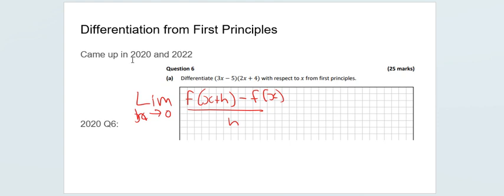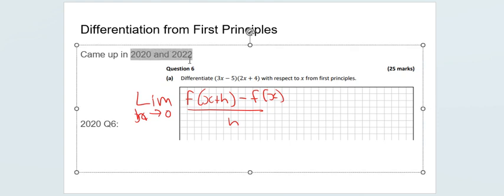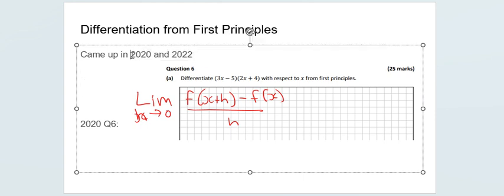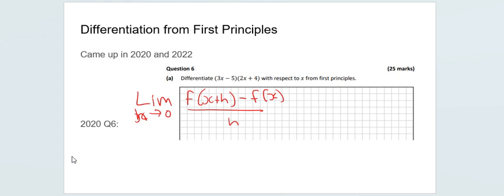But it came up in 2020 and in 2022, so it's not coming up every year, but it's a fairly straightforward thing as long as you're okay on differentiating and subbing in. It should be a straightforward enough thing for marks, so it's usually worth a good few marks when it does come up.